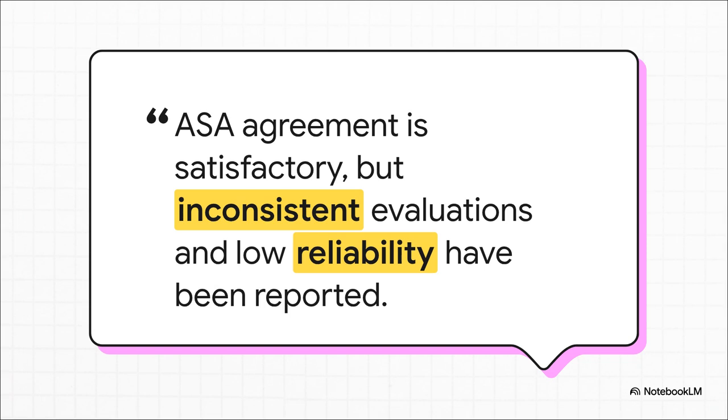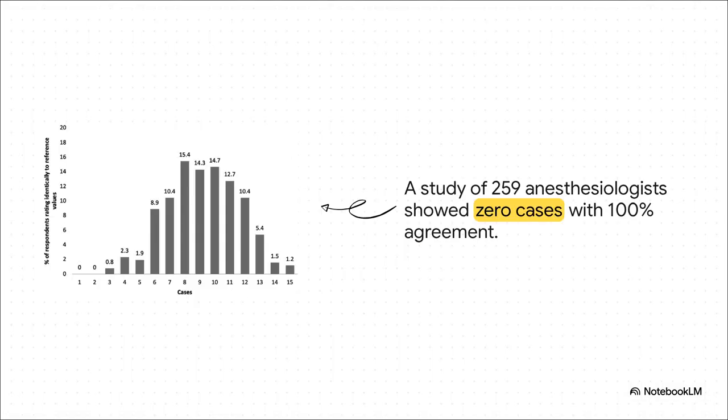The thing is, studies have actually shown that you can have two different anesthesiologists look at the very same patient and come up with two different ASA classes. And if you need to see it to believe it, look at this chart. This is from a study in 2020 where they gave 15 different clinical cases to over 250 anesthesiologists. And the takeaway here is, well, it's kind of mind-blowing.